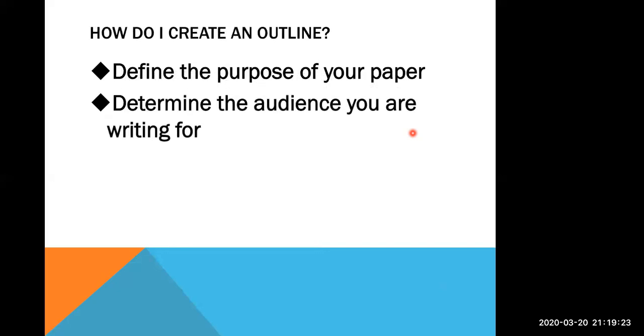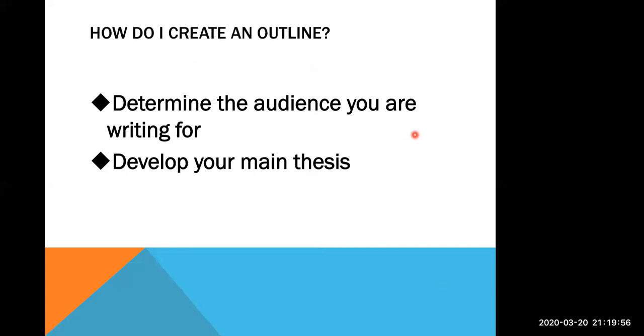So also you need to determine the audience you are writing for. What type of audience are you writing for? For academic, for researchers, for laymen, and many more. And develop your main thesis. So you need to create your main claim. The main claim should be placed at the very beginning of your introductory part in your research paper. So these three should be considered carefully and planned properly before doing anything else.